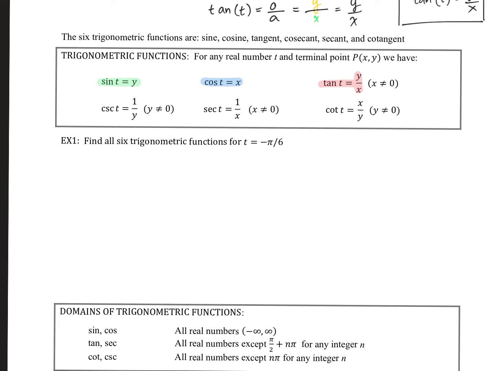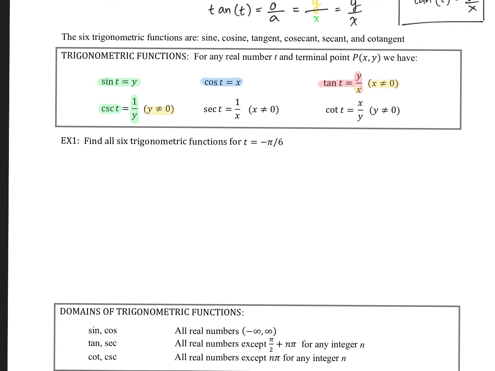And please note, x cannot equal 0. And that makes sense, right? Because x is in the denominator, and we can't let anything in the denominator be equal to 0. Now, for functions, remember we can look at the reciprocals of those functions. And that's what we do here. So the reciprocal of sine we call cosecant, so CSC here is cosecant. Cosecant of t is the reciprocal, so 1 over y. And in this case, y cannot equal 0 because it's a fraction.